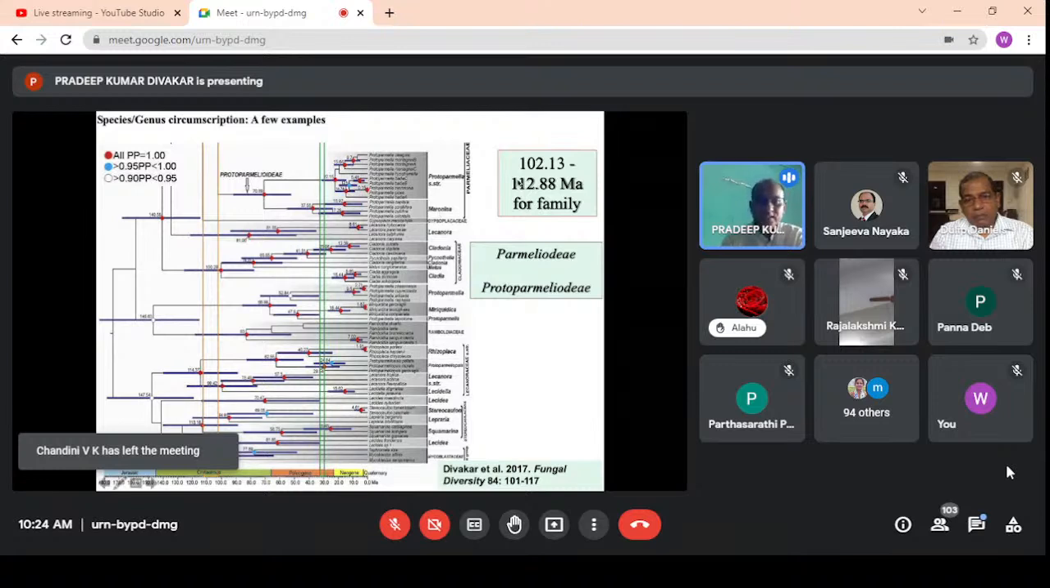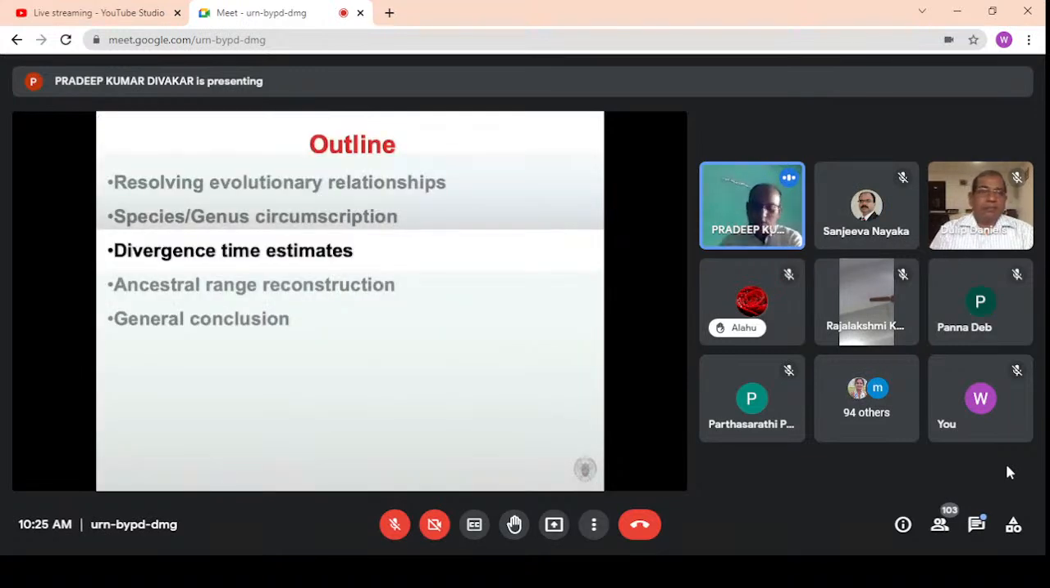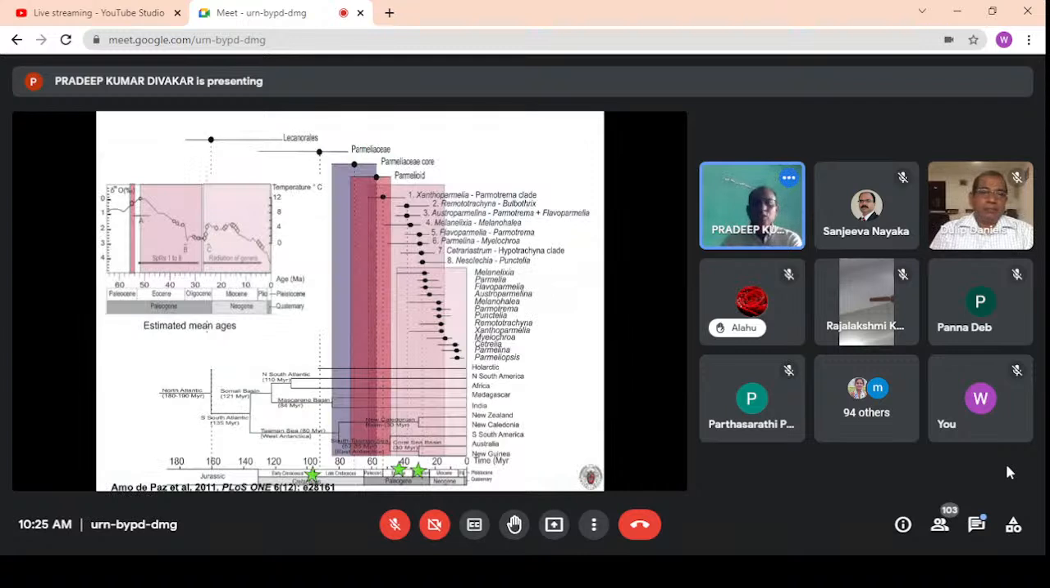So this is another approach, in which the molecular phylogeny also helps to establish the threshold for the generic circumscription, and also for the species circumscription. I am not showing it here, but it has been helpful to calculate the genetic distances for the species circumscription. And quickly, I will show you the divergence time estimate, how the molecular phylogeny has been helpful to know when a group and when a lineage has diverged.